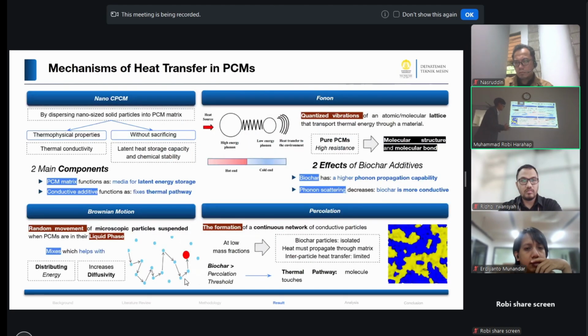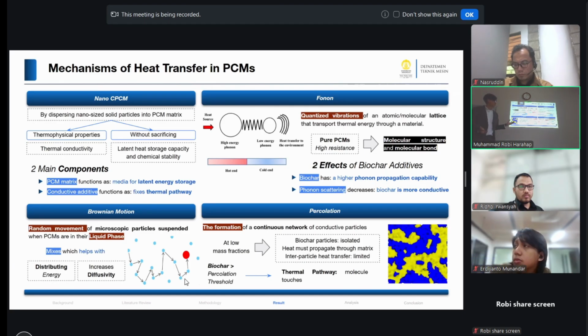Okay, so before going to the analysis, which is radial distribution function, I'm going to explain the mechanisms of heat transfer in PCMs. So first of all, what is nano-PCM? Nano-PCMs are basically composite phase change materials that are added with nano-additive material. How to do this? By dispersing nano-sized solid particles into the PCM matrix. By doing this, the thermophysical properties such as thermal conductivity will increase, but without sacrificing latent heat storage capacity.